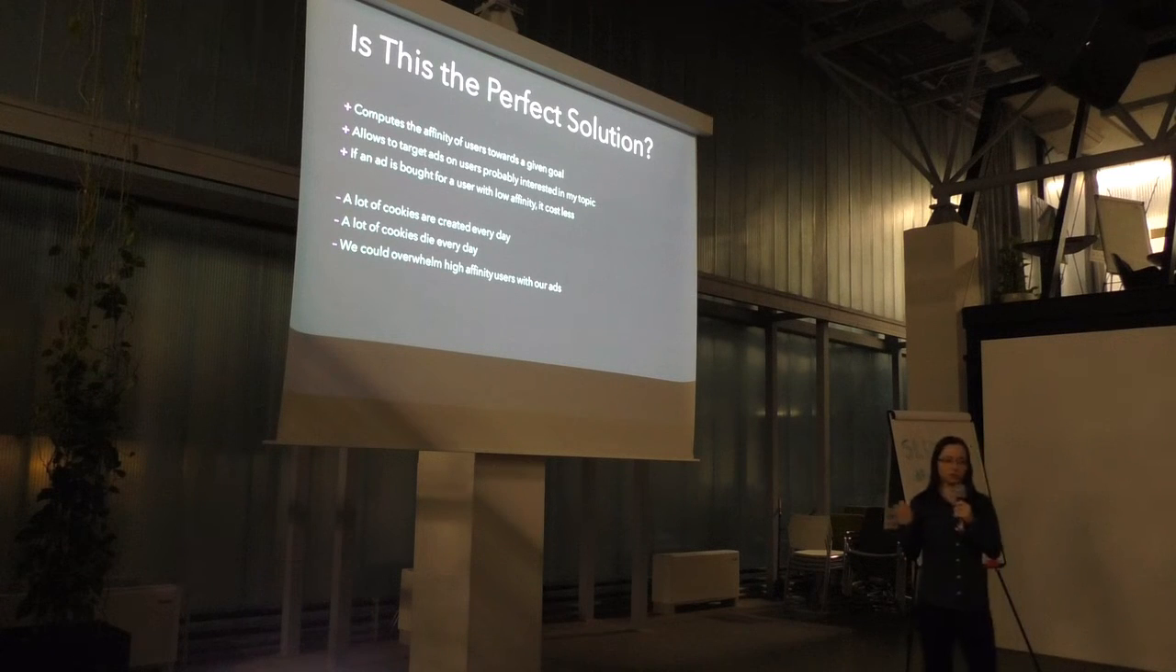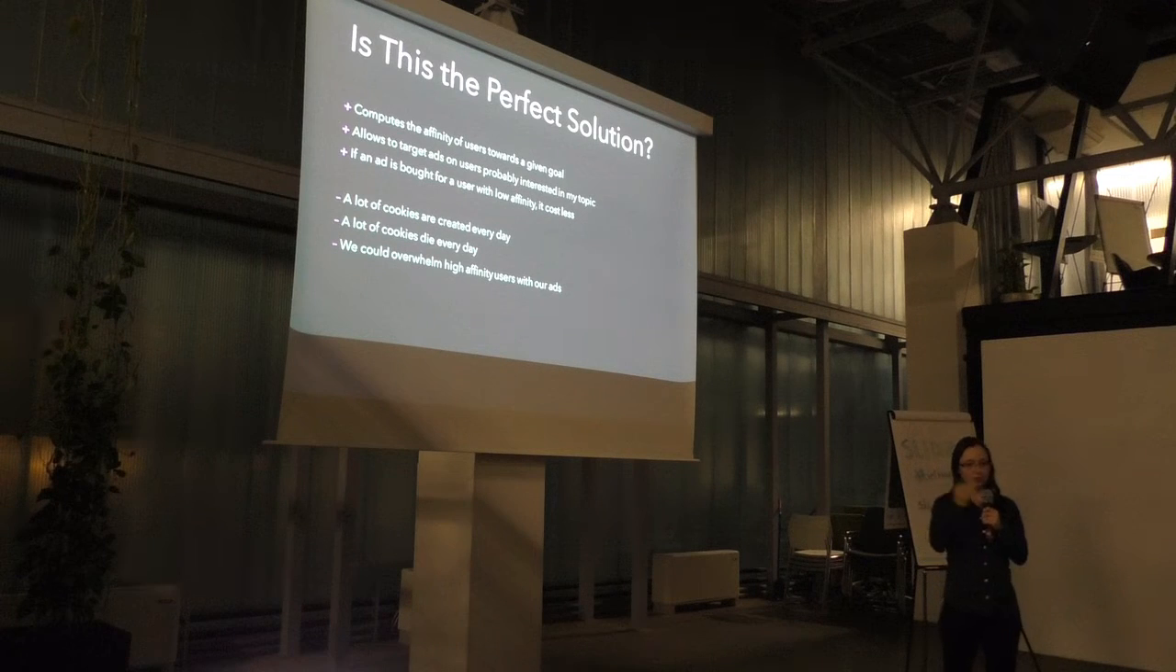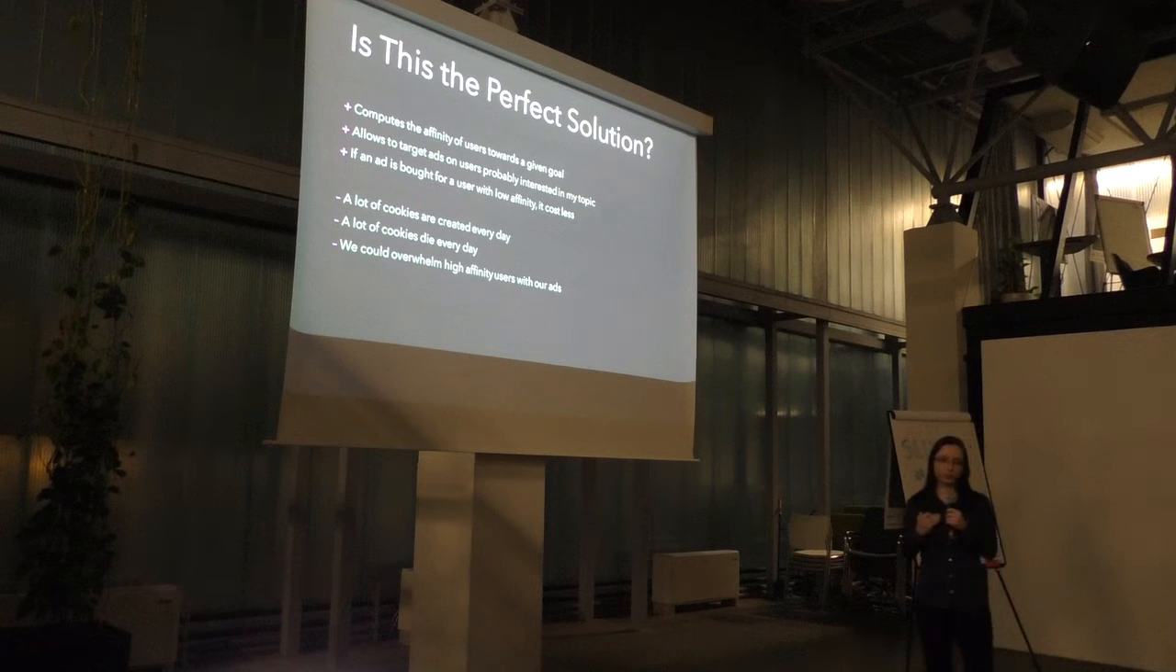On the other hand, a lot of cookies die every day, and a lot of cookies are created every day. So we thought that maybe a better solution would be to automatically run the entire pipeline every hour. And another possible drawback is that we could overwhelm high affinity users with our ads. So if we apply the bid multiplier of 1.2 or even 2, then the user could be getting more and more of our ads and would probably be disgusted by the brand altogether.